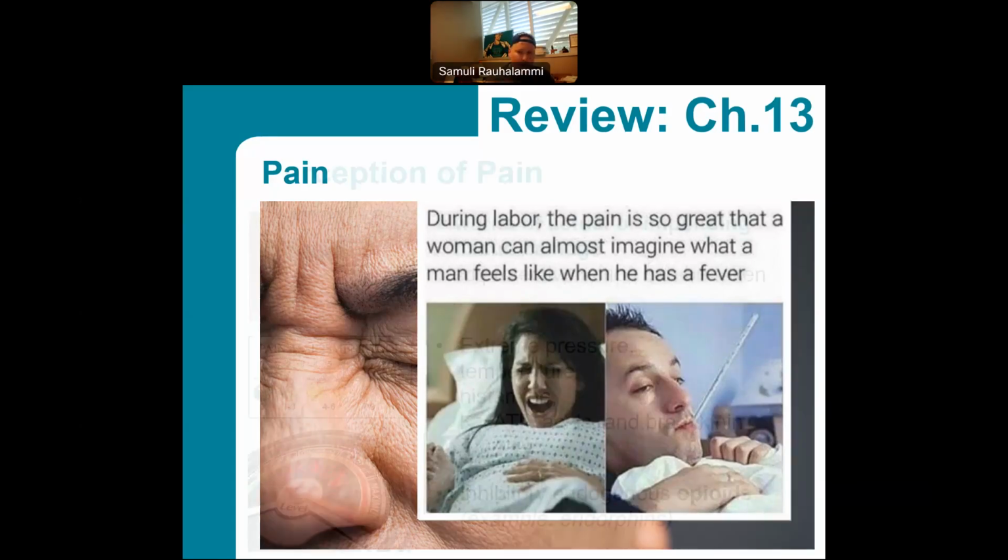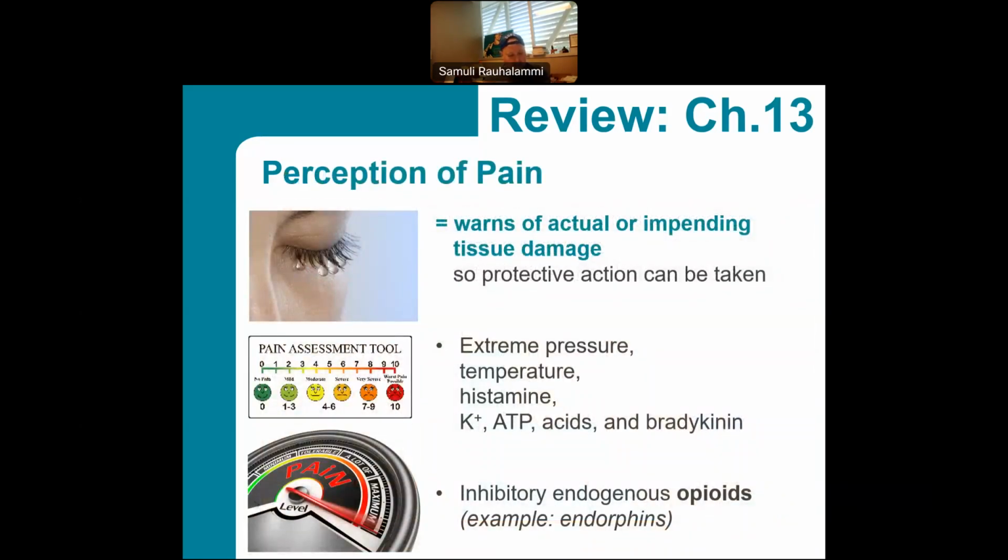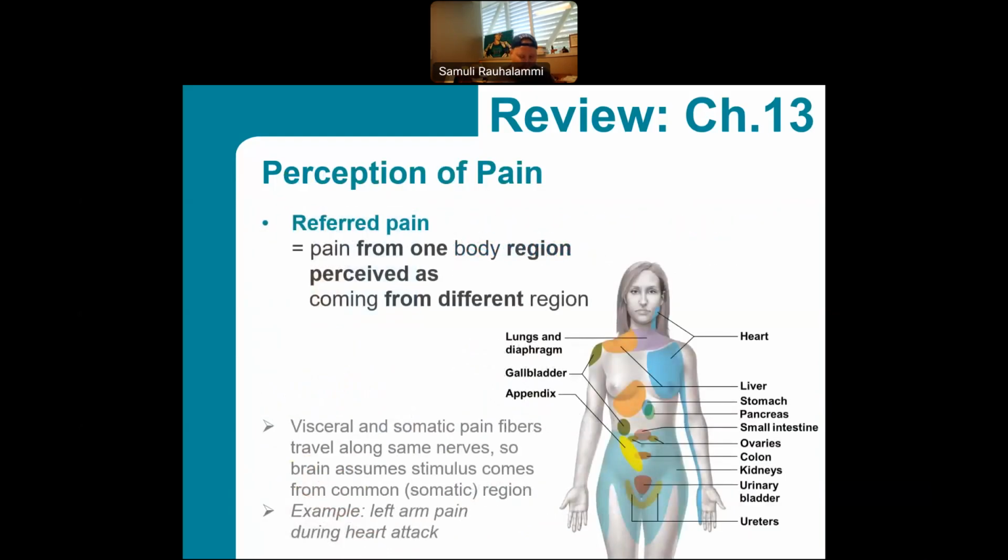It is worthwhile to notice that pain does not actually always originate from the site where you feel it. And this is what we're talking about when we talk about referred pain. So pain that's from one body region, but gets perceived as originating from a different region. So there's a lot to unpack there, and I'll let you dive more into it through the lecture material, through those videos, and through your textbook.